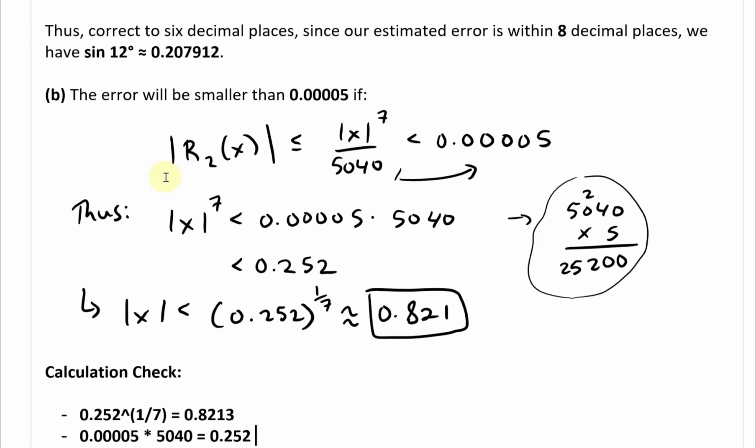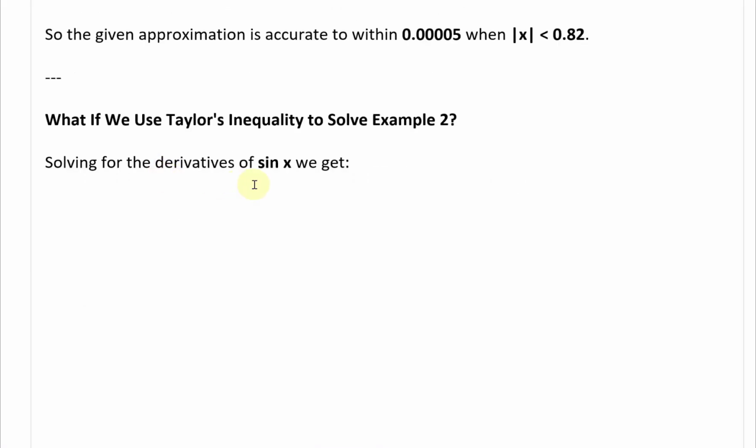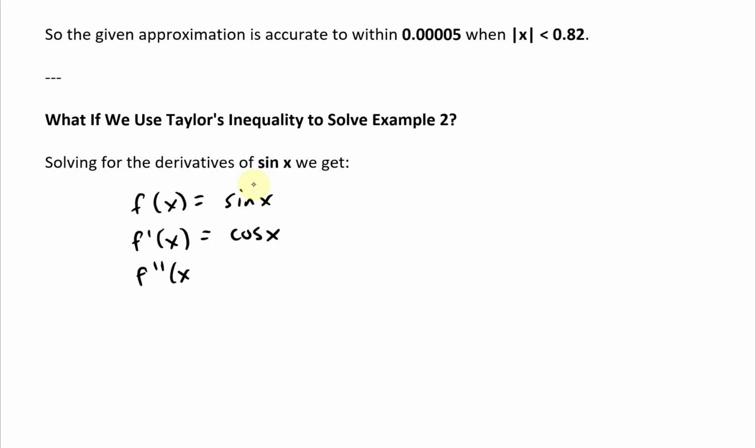If we use Taylor's inequality, we have to solve for derivatives of sine of x. Let's go for a fun adventure right here. So f of x equals sine of x, like that. The derivative f prime of x is going to be, actually, no, it's not negative, it's just cosine of x. The derivative of sine is cosine of x, and then the second derivative, f double prime of x, is equal to the derivative of cosine of x, which is negative sine of x. And then the next one is going to be negative cosine of x.